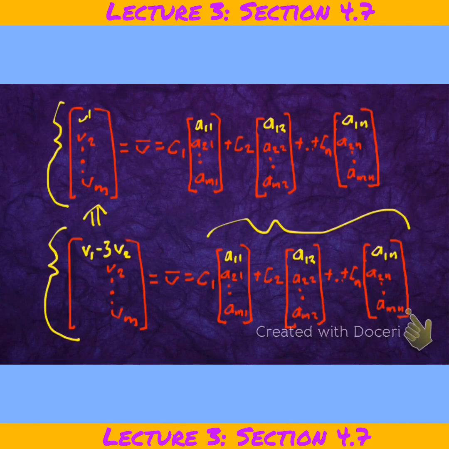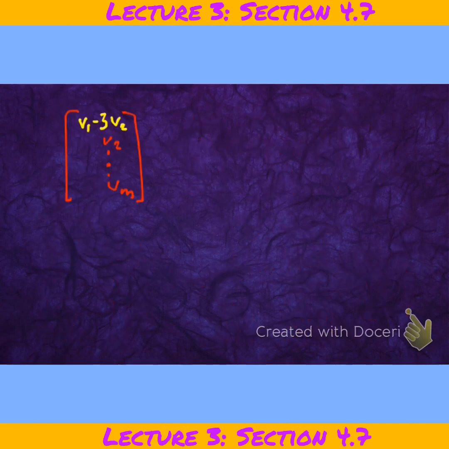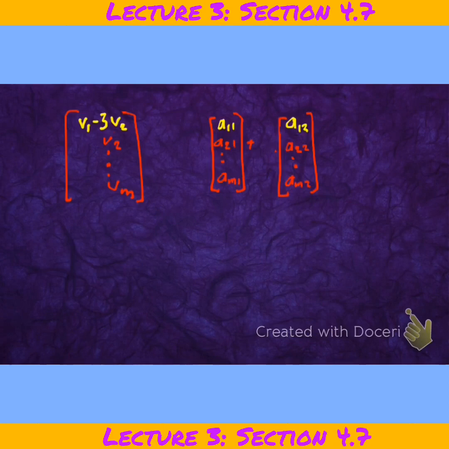Now we said in the beginning that the first two columns of A form a basis for the column space of A. Therefore, because this vector is in the column space of A, it means that it is spanned by the basis column vectors of the matrix A. Thus, that vector is a linear combination of the first two columns of the matrix A.